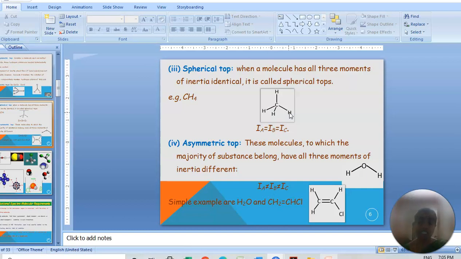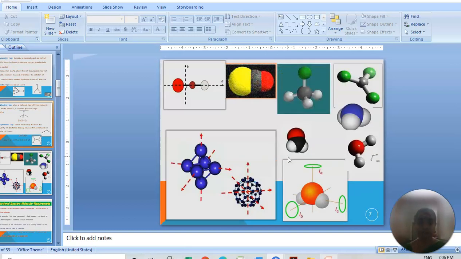But in asymmetric top molecules, the majority of substances have all the moments of inertia different: IA not equal to IB, not equal to IC. Simple examples are H2O and CH2=CHCl. All these are totally different and not correlated to each other. So these are the classifications of the rotational spectra, and these are some of the diagrams given for the different classifications of molecules.